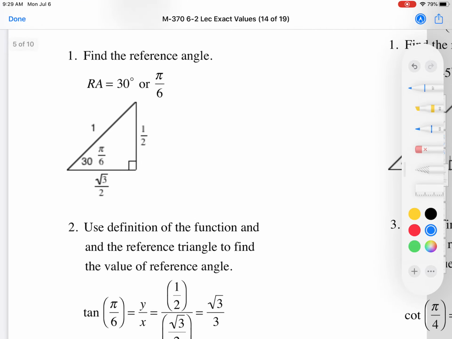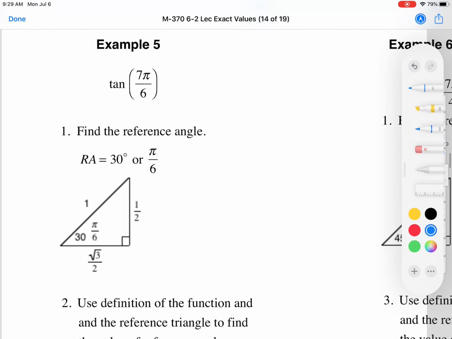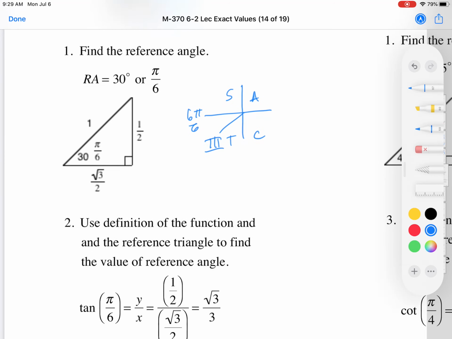Let's take a look at example 5 here. Tangent of 7 pi over 6. And we'll just read through this. 7 pi over 6 is related to pi over 6, right? What quadrant's it in? Well, it's just beyond 6 pi over 6, so it's right here. So it's in the third quadrant. All students take calculus, so we already know the result is positive, right? But he's having us say, okay, it's a pi over 6 reference angle. I agree, right? You agree as well.